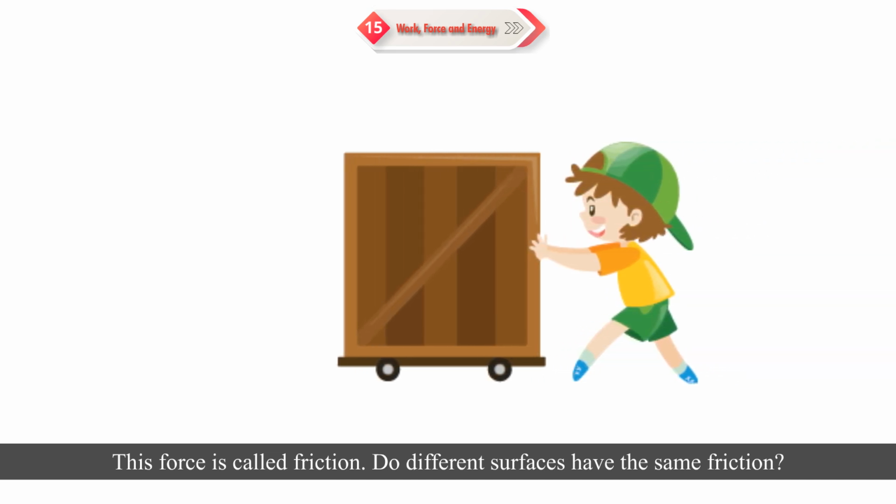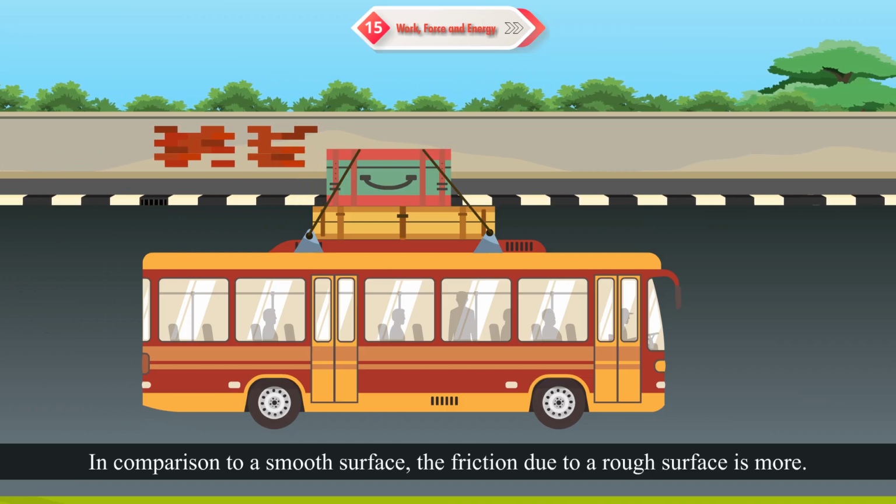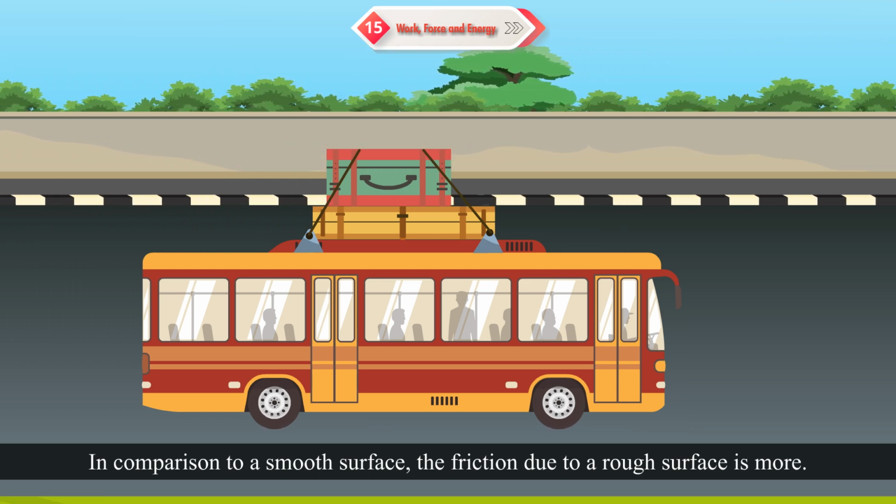Do different surfaces have the same friction? Let us find out. When you push your toy car on a carpet, it slows down and stops after some time. Friction occurs because of the rubbing of the toy car against the rough surface of the carpet. Now push the toy car on a smooth floor. Does it go further? The force of friction is less on a smooth surface. In comparison to a smooth surface, the friction due to a rough surface is more.